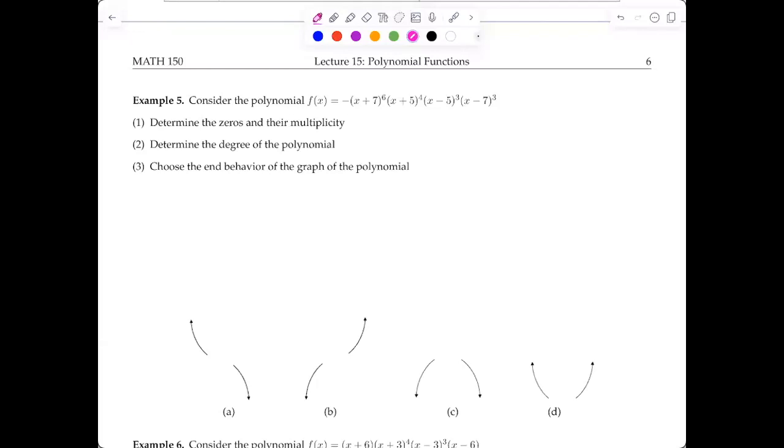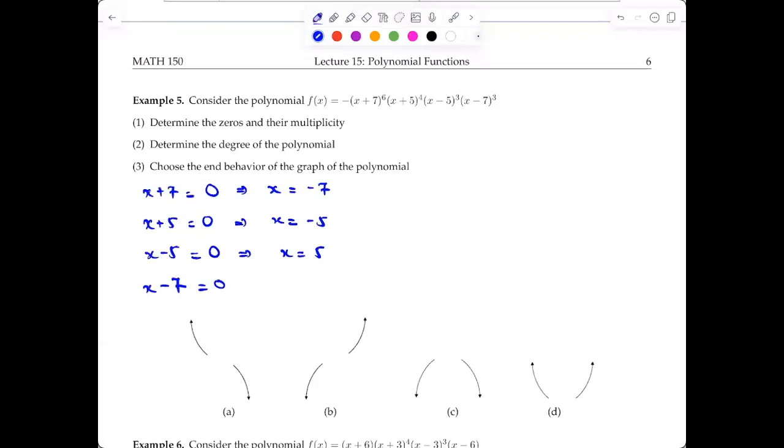All right, so again, how do we get -7, -5, +5, and +7? Again, you look at the factor, right? And you solve for the factor. So x plus 7 equal to 0 implies x equals -7. So that's the first zero that we see here, -7. Now you do x plus 5 equal to 0. You solve for x, you get x equal to -5. Then you have x minus 5 equal to 0, then x equal to 5, x minus 7 equal to 0, then you have x equal to positive 7.